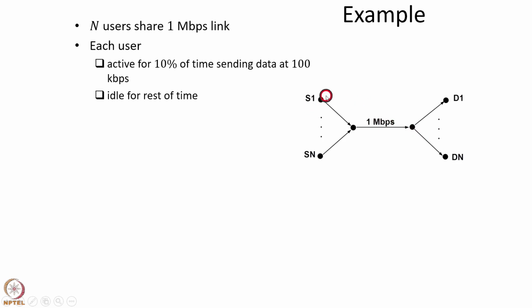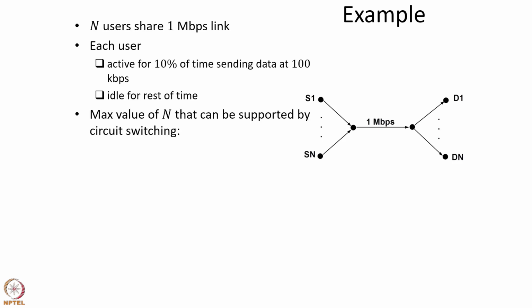So S1 sends its data through this 1 Mbps link to D1. Sn sends its data through this 1 Mbps link to Dn, and so on and so forth for the other sources, S2 to Sn minus 1. So assume that each user is active for 10% of the time, sending data at 100 kbps, and is idle for the rest of the time.